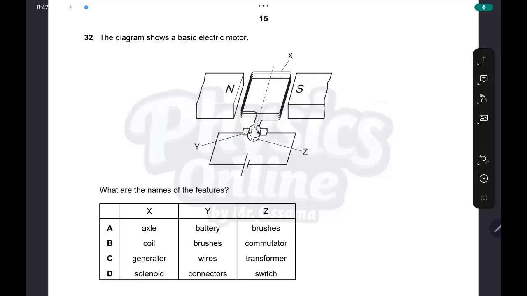The diagram shows a basic electric motor. What are the names of the features X, Y, and Z? As you see here, X is the coil. Y is the brushes that touch the rings. And Z here is the commutator. The answer is B.